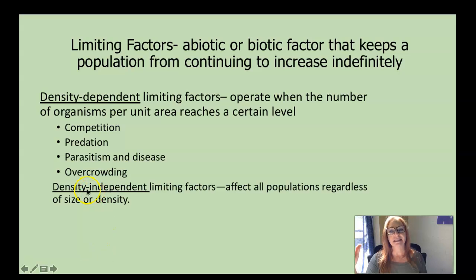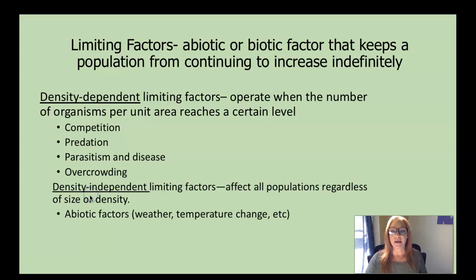But then we have density-independent limiting factors. These are things that affect the size or the growth rate of a population, and it doesn't matter how many are in that population, because it's stuff like abiotic factors changing, the weather, the temperature, the climate, things like that. Doesn't matter how many sharks are in the ocean. If the ocean changes temperature to 90 degrees, all of those sharks are going to boil, right?